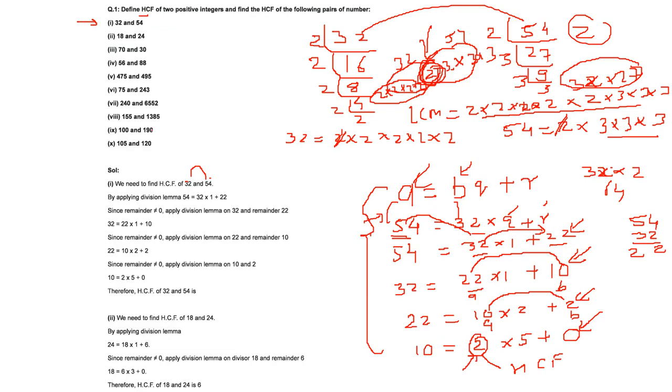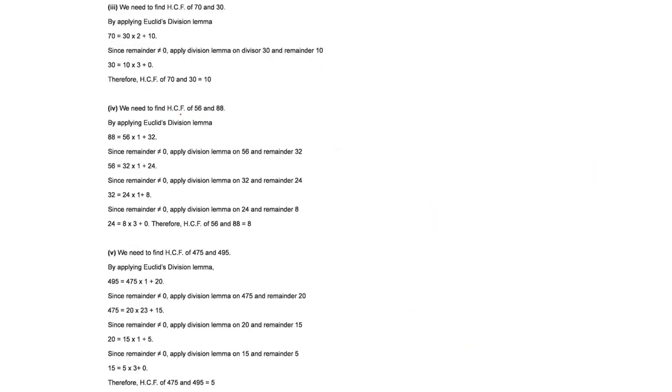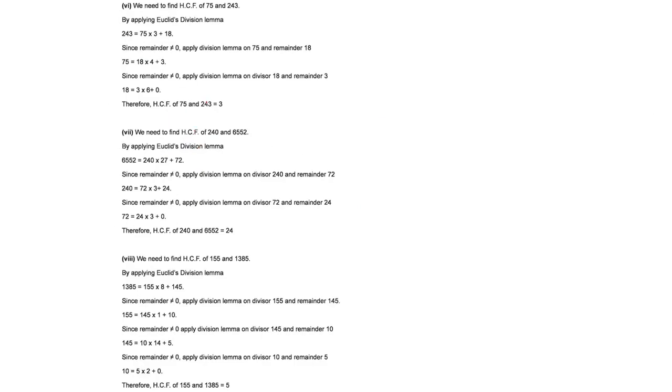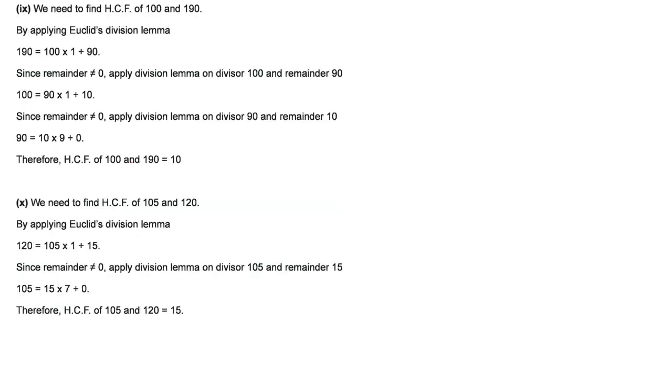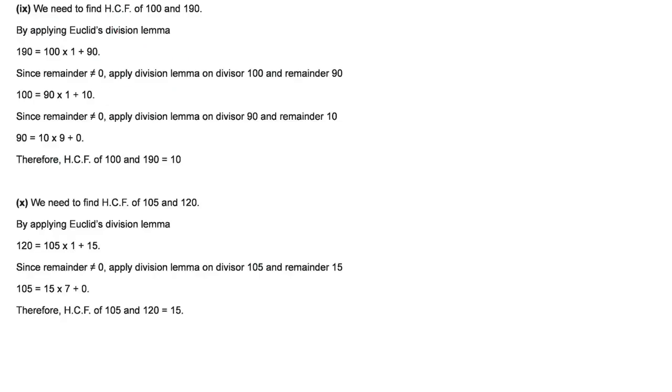Now, we will take one more example. Let us take the last one, because all of them are the same. So let me take an example of 100 and 190. I'll again start with this. Now here we have to see which one is the greater one. 190 is greater than 100. So this has to be A, this has to be B.